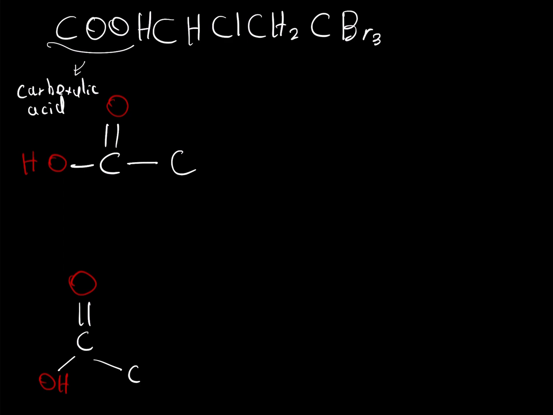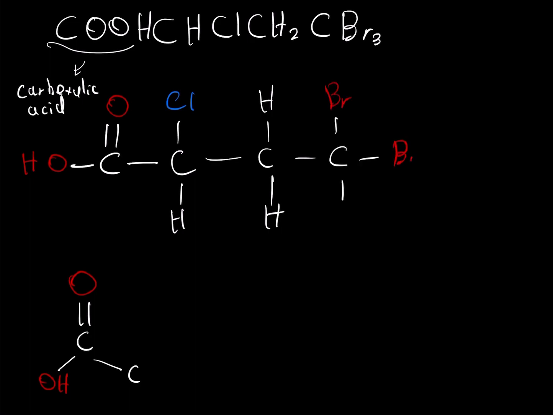So you have CHCl. So we'll draw that, and then we have CH2. And then we have C. We have 3 bromines on the carbon. So there you go. That is how you draw that structure.